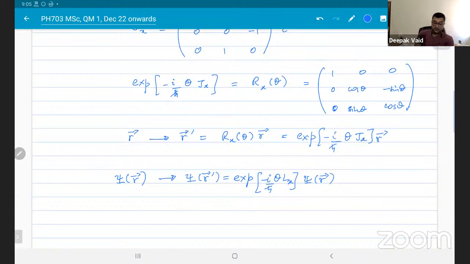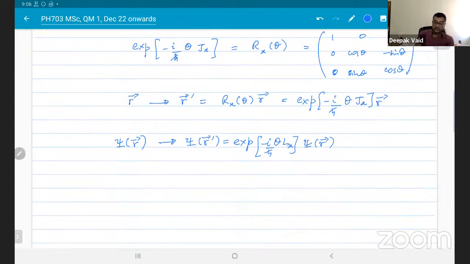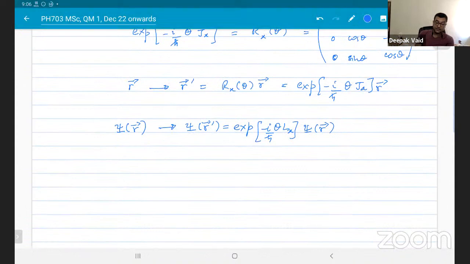Okay. So what do these Jx's do? These Jx's, they generate elements of the rotation group, right? And that element of the rotation group takes my vector into the new vector. What do the Lx's do? Lx's, they also generate rotations, but they act on functions. Okay. So Lx and Jx, they both work together. Jx transforms the vector, Lx transforms the function.